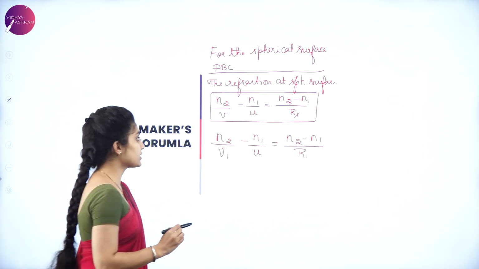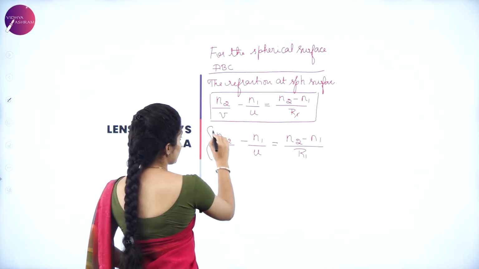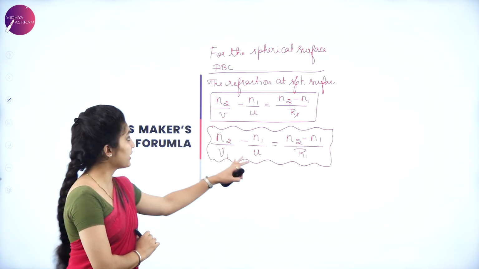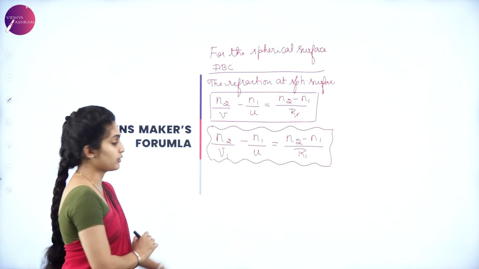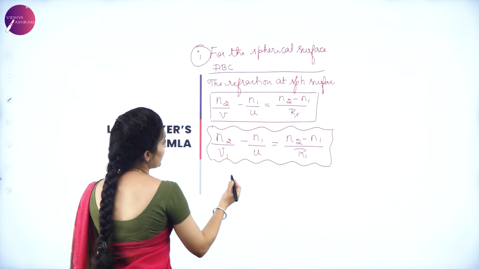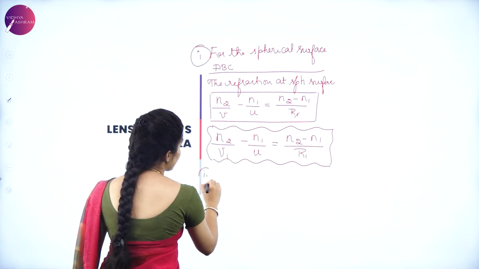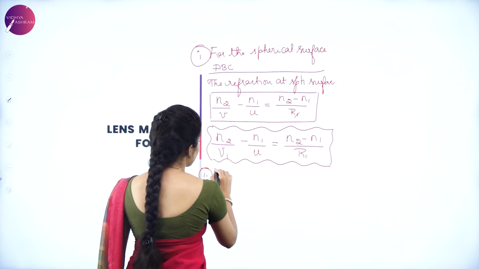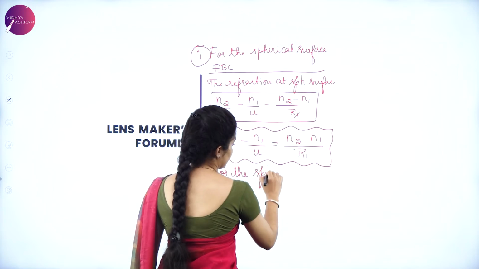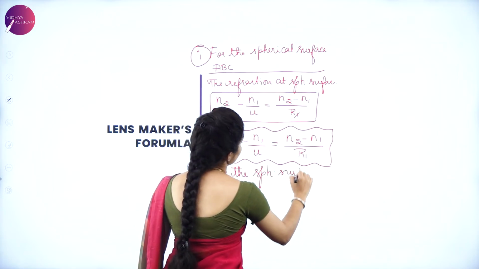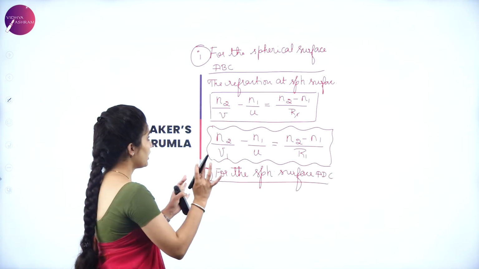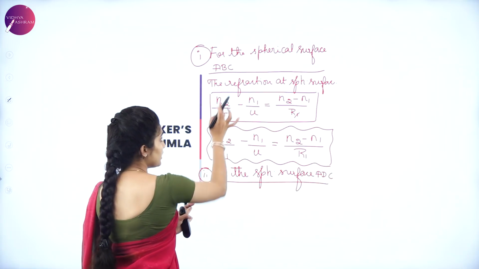Okay, so next, coming on to this, this will be the refraction at the spherical surface ABC. This is the first part of the set. Now we have the second part of the set, which we call the spherical surface ADC. So now we have the image part.